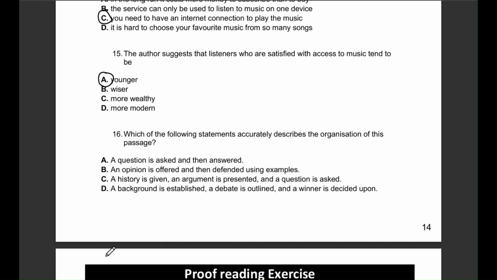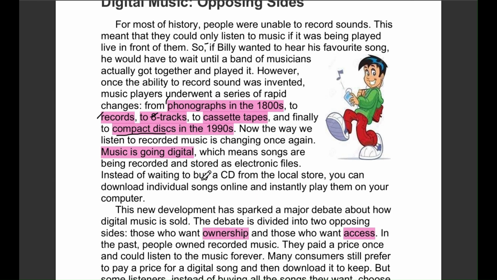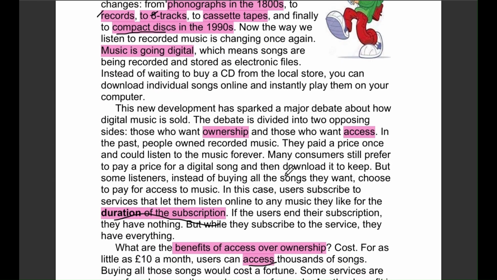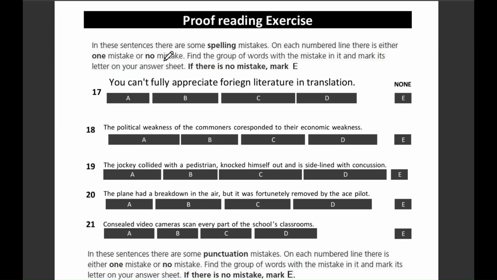The answer is letter D. A background is established, a debate is outlined, and a winner is decided upon. The passage starts with the history of music, then introduces a debate about owning versus accessing music, and then suggests that the newer generation prefers access. Continue with question number 17.